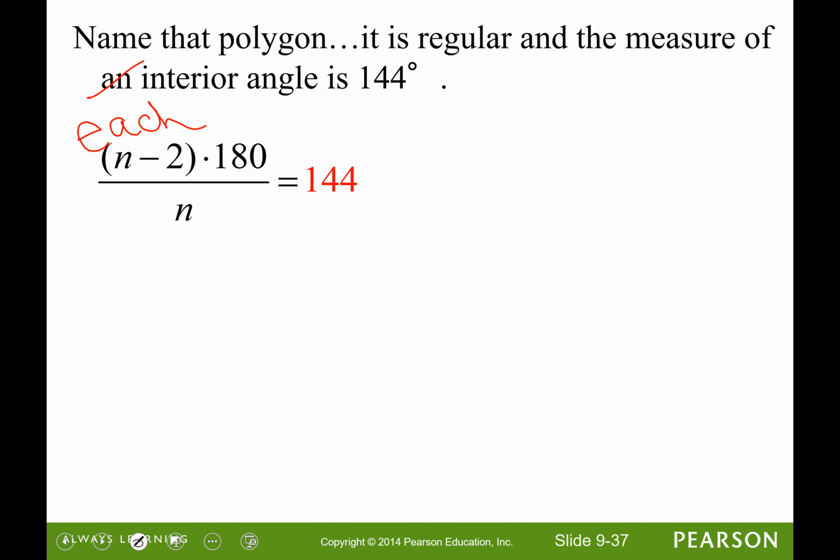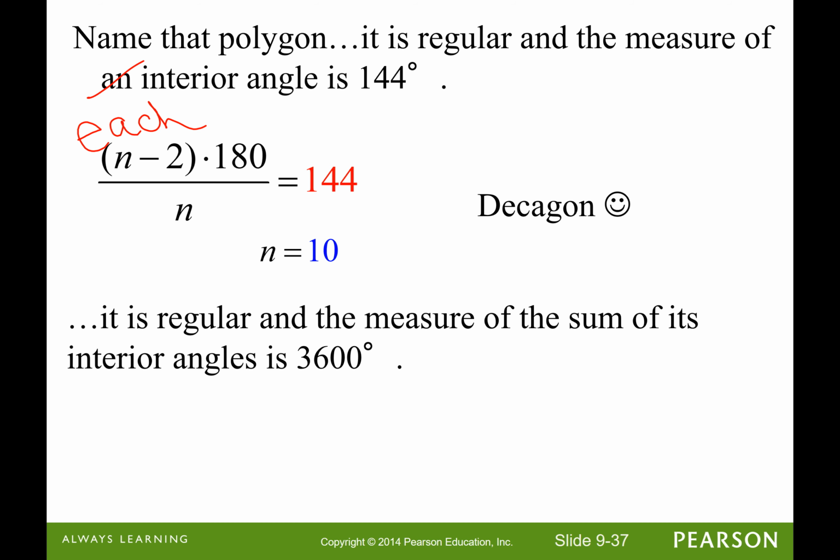Well, you can write your equation with the number of sides being the unknown variable, and you would set that equal to 144 degrees, and then solve for lowercase n. If you do that correctly, you'll get down to n equals 10, and any polygon with 10 sides that is regular, we call a decagon. 10-sided, that would be a regular decagon.